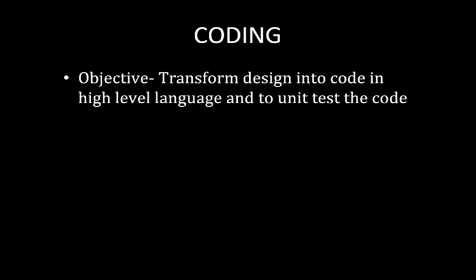So we will see about coding. Here the objective is to transform the design document into code in any high level language, and then unit test the code. That is, we transform each module. In the design document we will have structured charts, or some UML diagrams like activity diagrams, sequence diagrams, and state transition diagrams. We have to convert those documents, those diagrams, into code. After completion of this coding, we will perform unit testing on the individual modules.